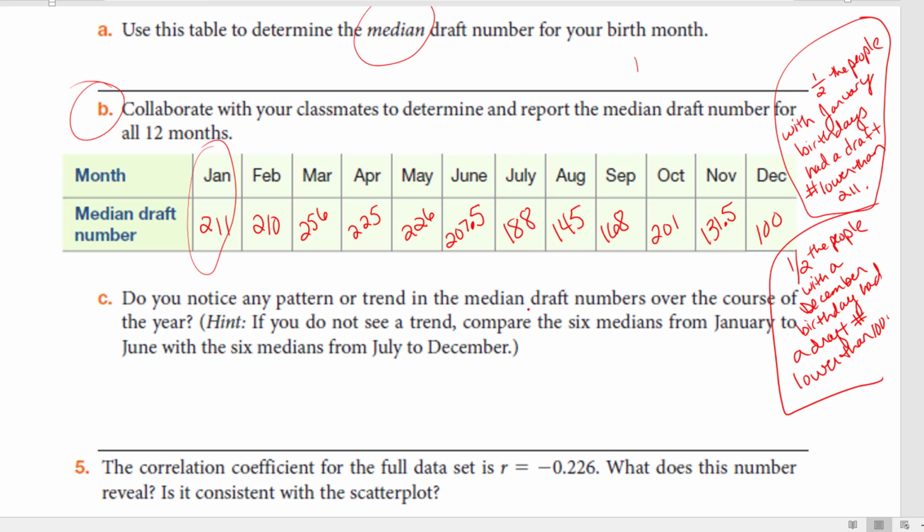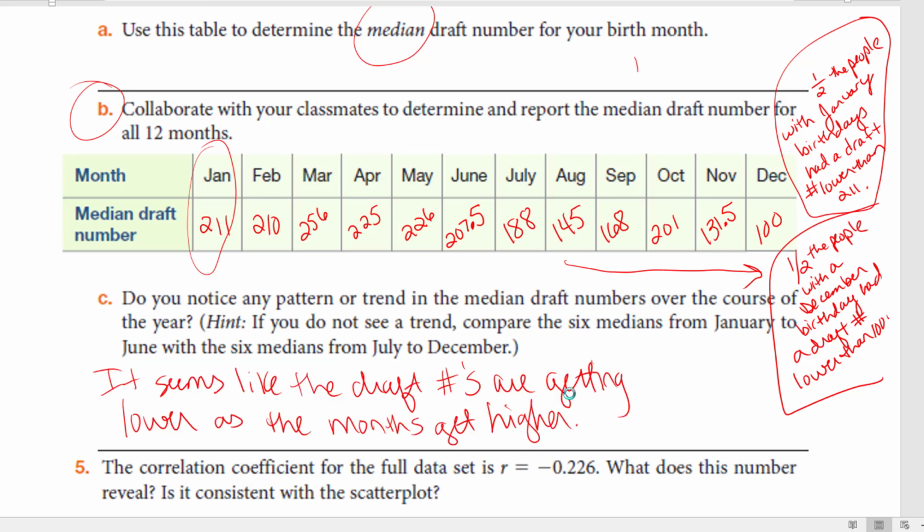So part C asks, do you see any pattern or trend in these draft numbers? What I'm seeing is up here in January, February, March, April, all these medians are above 200. By the time you get down here to these later months of the year, notice that the medians are lower. It seems like as the months go later and later, the draft numbers are getting lower. Okay, so this was just one quick glance at maybe a trend that could be happening. But remember, we saw a scatter plot matching up birth dates and draft numbers, and it looked completely random. But this is saying, well, maybe it isn't quite so random, because people who have these later birth months maybe are having lower draft numbers. So which is true? How do we figure it out?